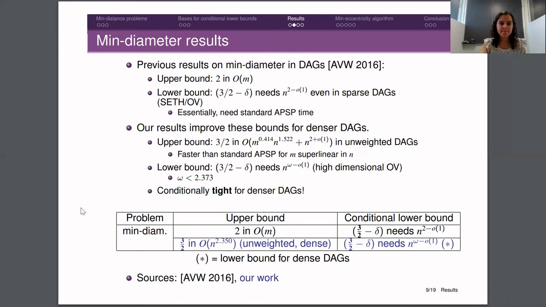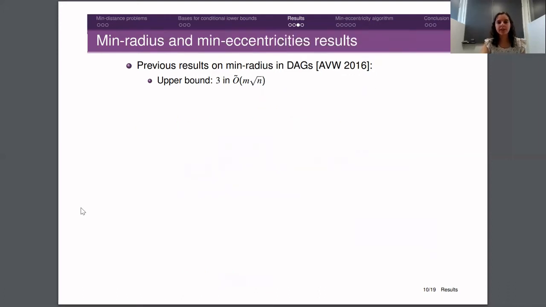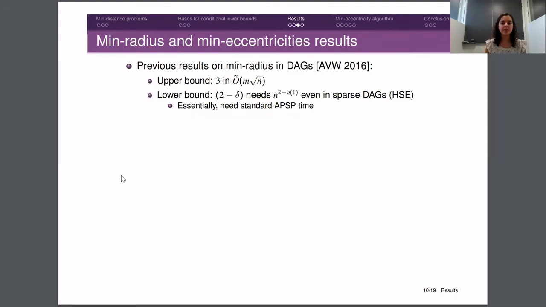Okay, so what about min radius and min eccentricities? These are very heavily connected problems, which is why I discuss them together. Previously, it was known that you could get a 3 approximation for min radius in DAGs in tilde O of m root n time. And the lower bound was essentially 2 for better than standard APSP time. And this was conditioned on the hitting set existence conjecture.